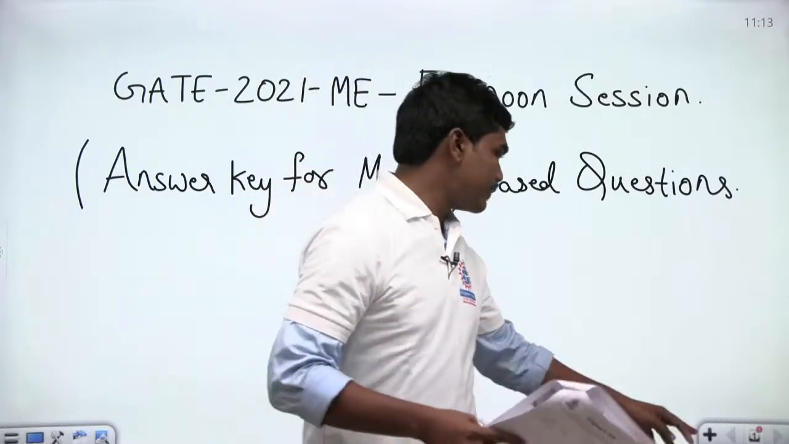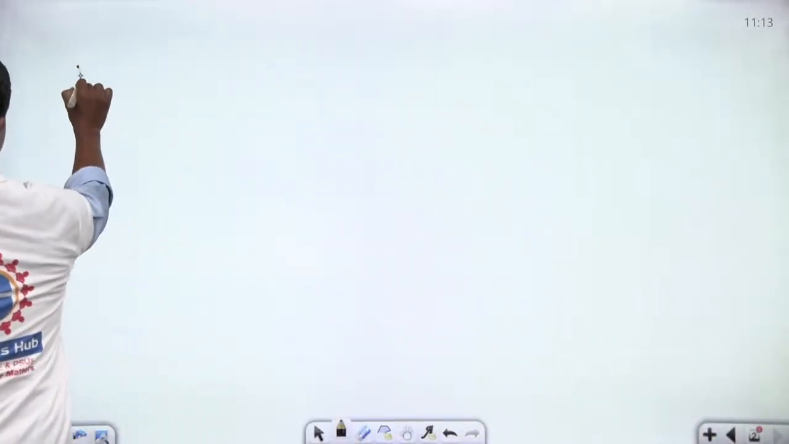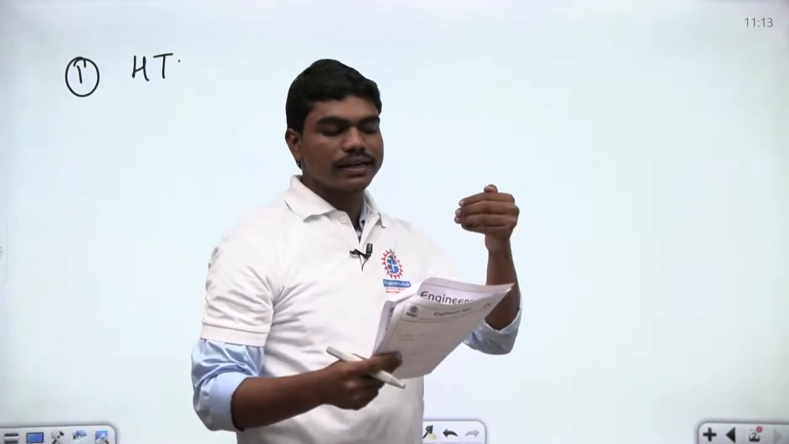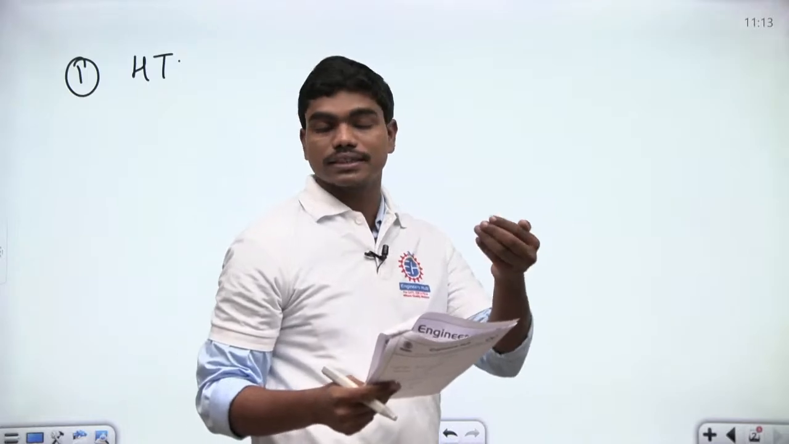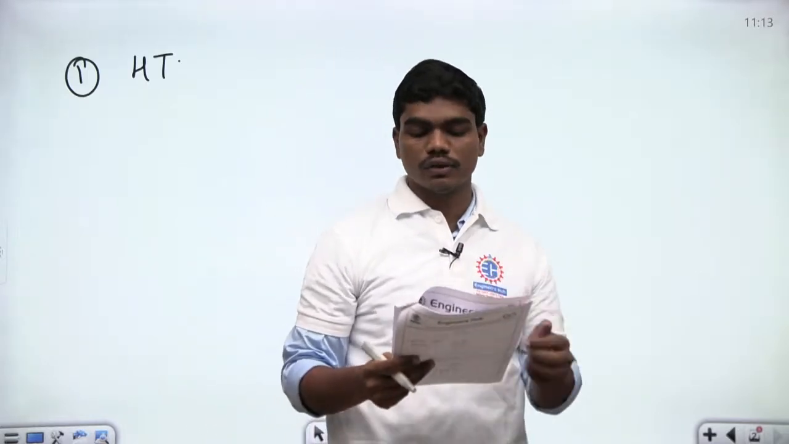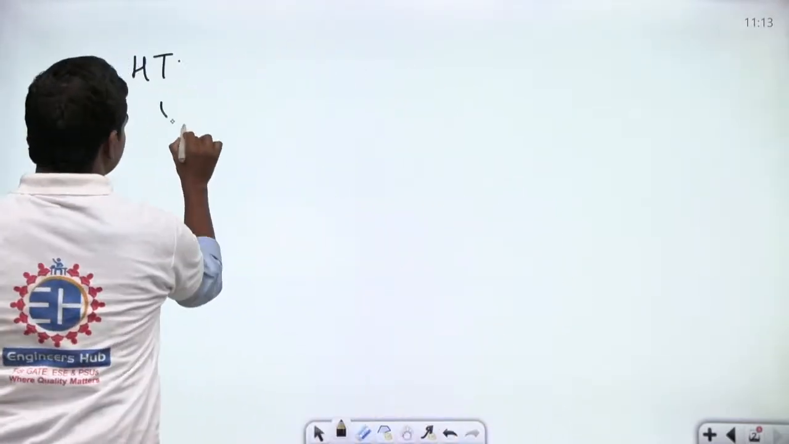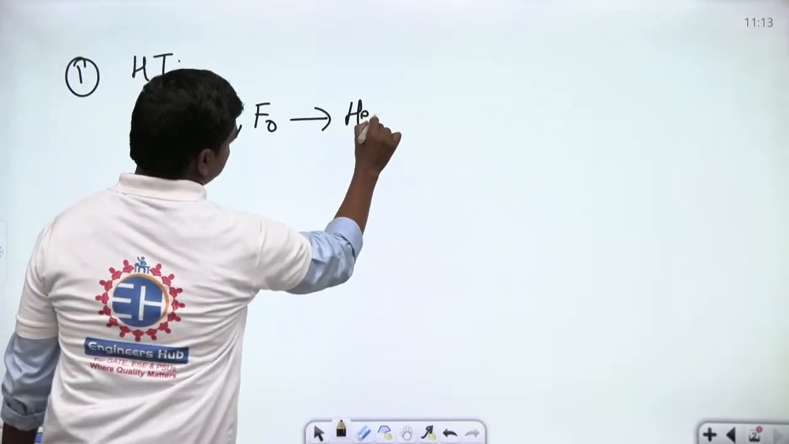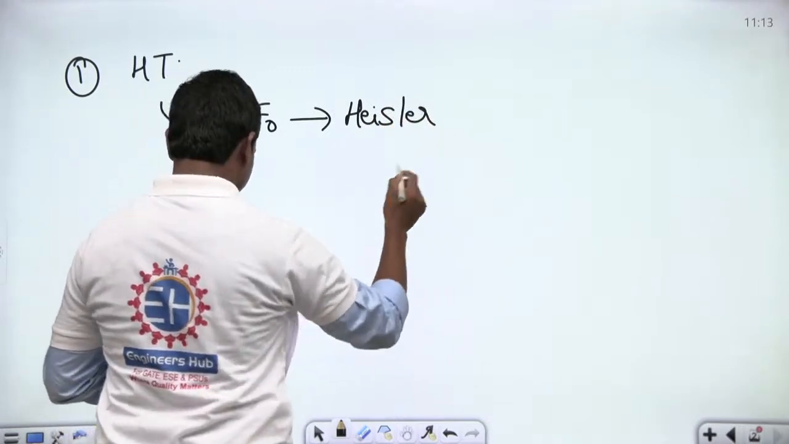In the forenoon session, we have one question from heat transfer. They are asking, to read the data from the Heisler charts, what are the dimensionless numbers we need? We need basically the Biot number and the Fourier number. So definitely the Biot number and Fourier number are the two numbers that we need to read data from the Heisler charts. Correct?